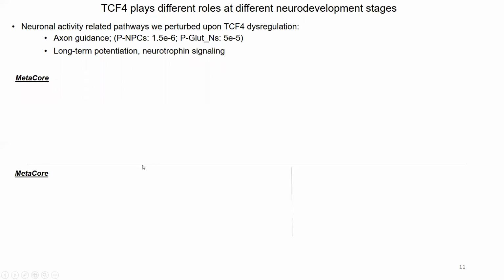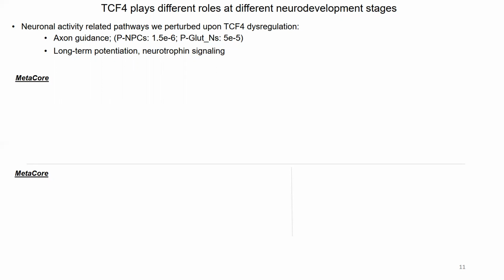Then we were interested to characterize what biological pathways might have been perturbed when TCF4 is repressed. In fact, we found that a large number of pathways relevant to neuronal activities are perturbed solely by TCF4. So this made us further conduct pathway enrichment analysis using Metacore. Some of these neuronal activity-related pathways, which were directly perturbed by TCF4, are long-term potentiation and also axon guidance.